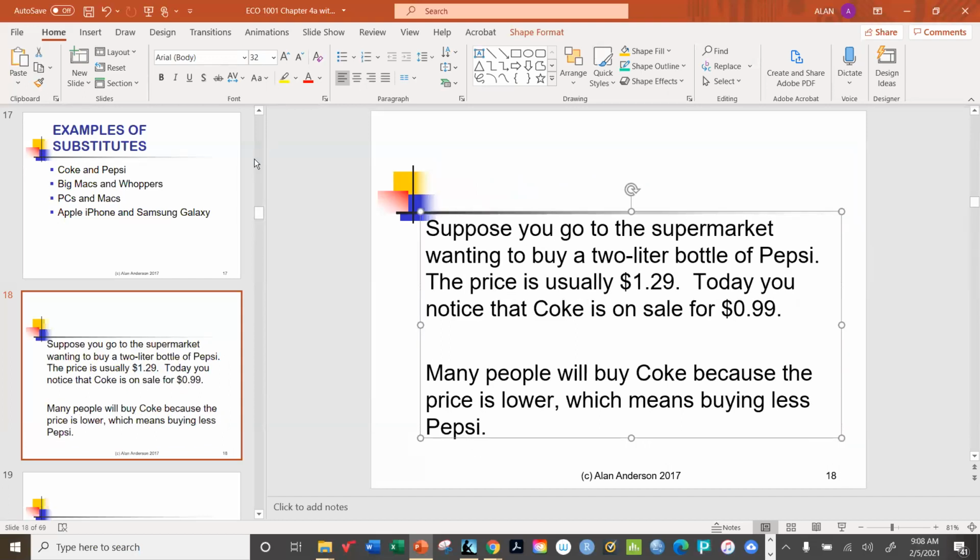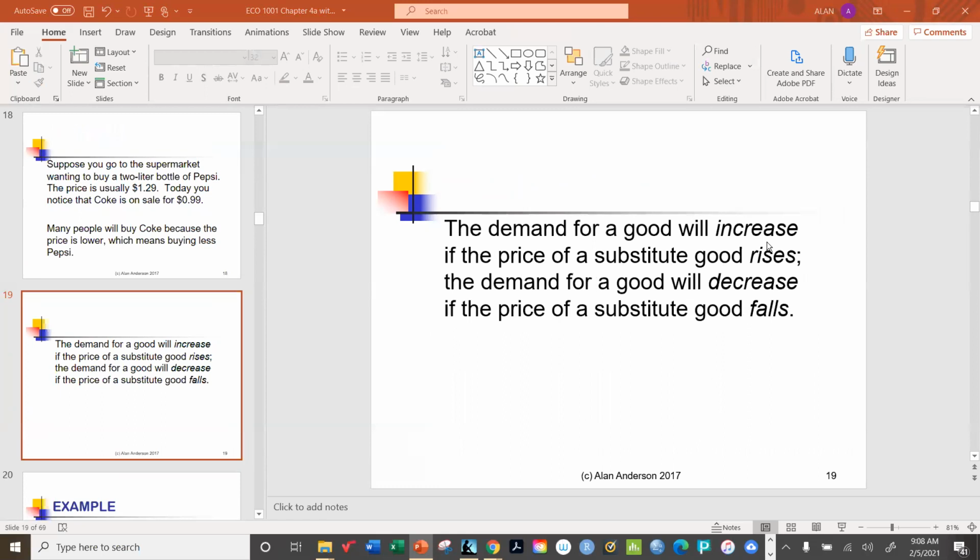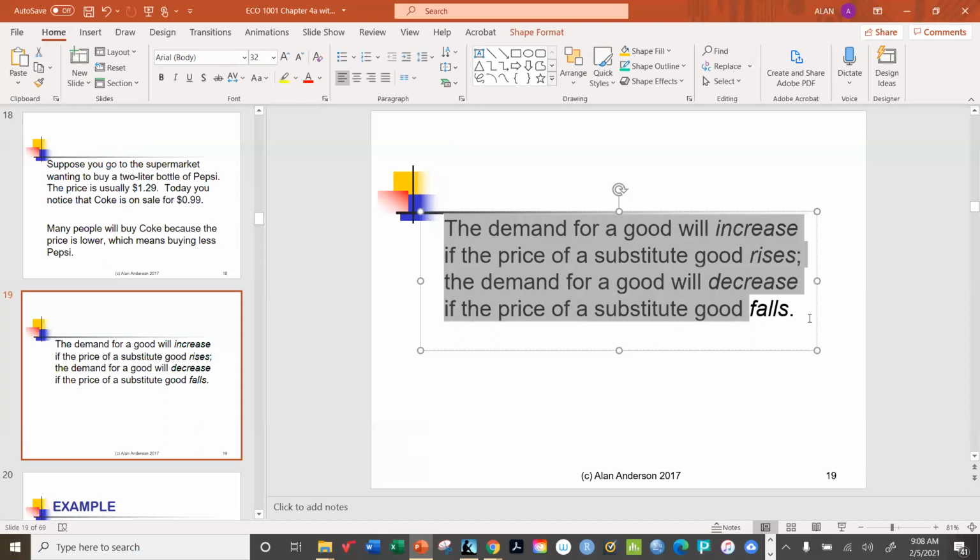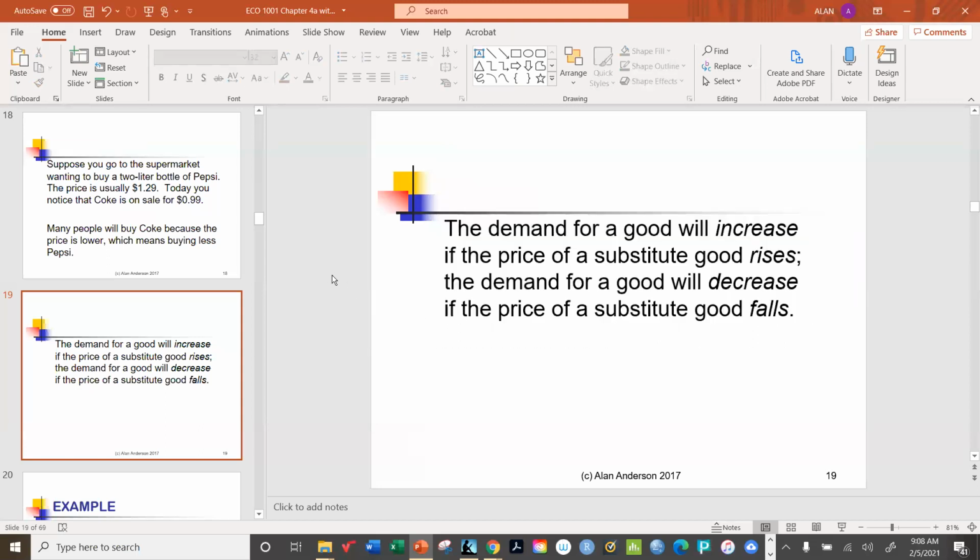So what I wanted to do is just summarize this by saying that the demand for a good will increase if the price of a substitute rises. The demand for a good will decrease if the price of a substitute good falls. So in our example, the demand for the Pepsi went down because the price of the Coke went down. All right. So, you can memorize this if you want to, but I think it's more important to understand it. So if people see Coke and Pepsi as being substitutes, if Coke gets more expensive, people buy more Pepsi. If Coke gets cheaper, people buy less Pepsi. And that's how we know that they're substitutes, when we see this kind of behavior.